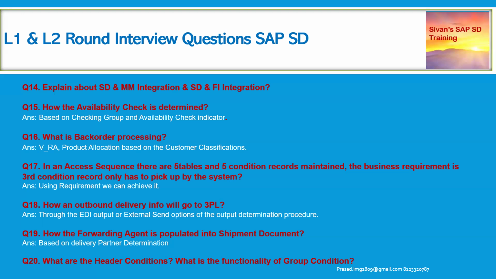And the group condition is nothing but whenever it is activated at the condition type level for any condition type, especially for the header conditions, the system will consider, based on the routine number maintained, whether the net document value to be considered or the group of materials value has to be considered. So this is what we need to answer them.